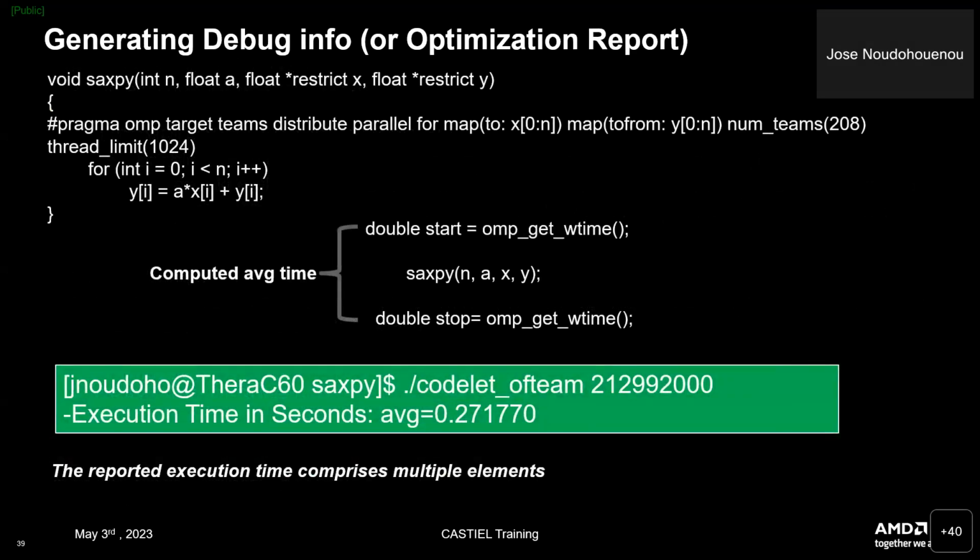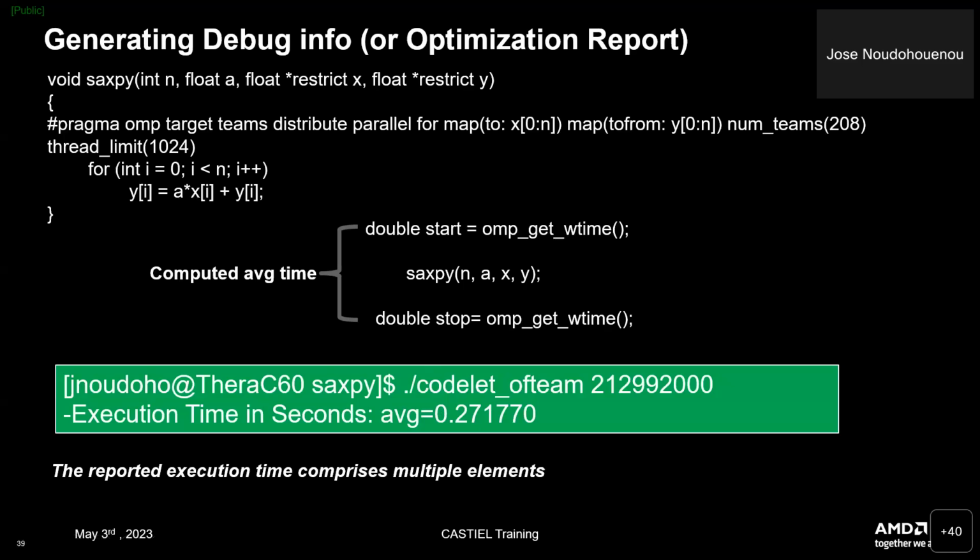So here is an example. Let's consider this FastPay application. It is a simple code that we are offloading on GPUs. The basic way to collect the execution time is to have a start before calling the kernel, a stop, and you collect a set of execution times, you compute the average, and that's it. But the execution time that is reported when you do something like that comprises multiple elements.